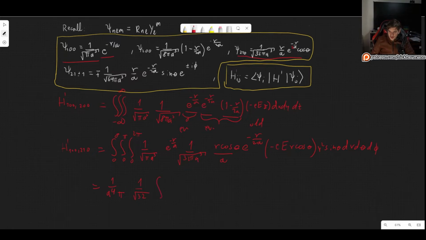Then we have the r integral, so we go from 0 to infinity. Oh, and we have, of course, the minus e, which I'll put somewhere here. So minus e. We go from 0 to infinity of e to the minus r over a minus r over 2a. Here we can simply add them together, of course, take common denominator. We write this as 2r over 2a, so we get minus 3r over 2a.